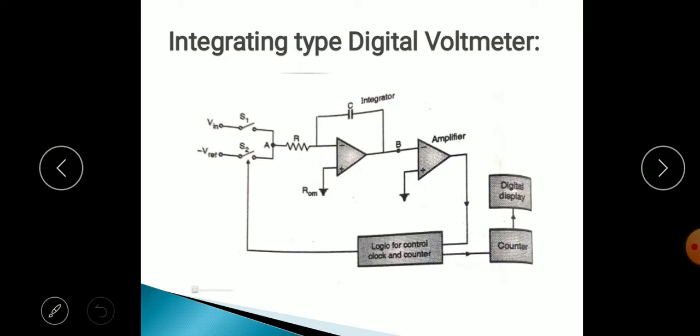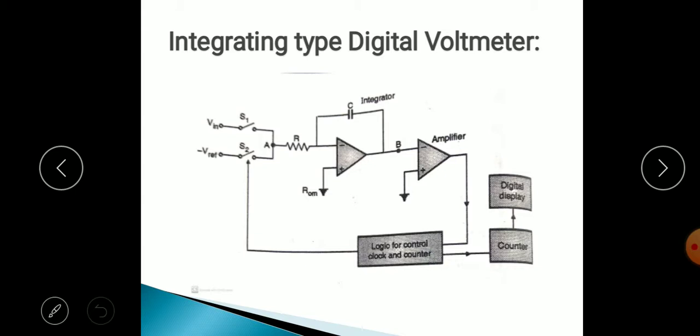First, the integrating type digital voltmeter. It includes an integrator, amplifier, logic for control, clock and counter, digital display and counter. Integration type digital voltmeter.